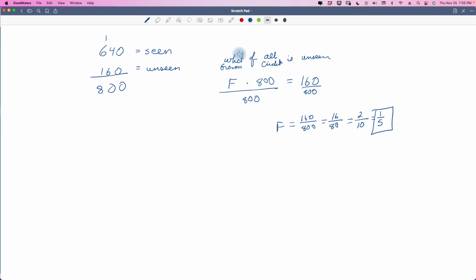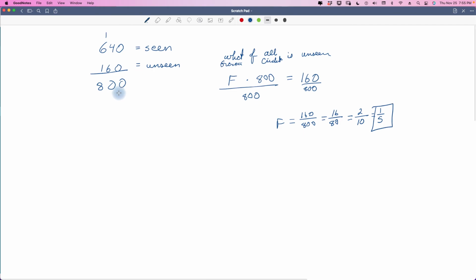So you've got to think about what it's asking. It's what fraction of all the crickets were unseen. This was the seen, this was the unseen, this is all the crickets. Okay? I hope that helps you with that type of problem, with the addition of the two different numbers for these fractional word problems.